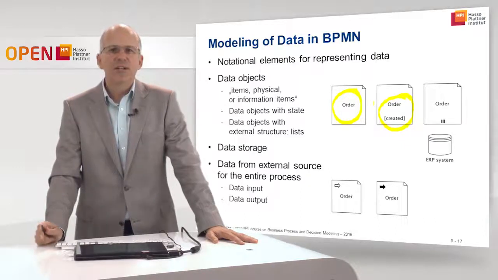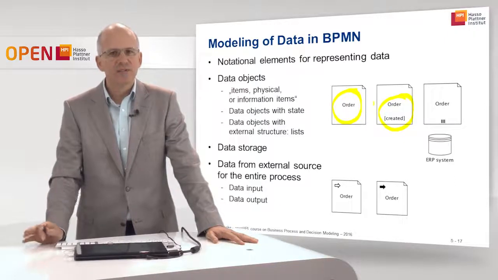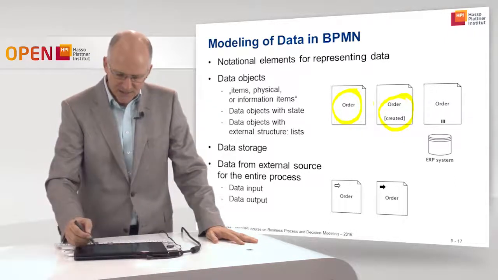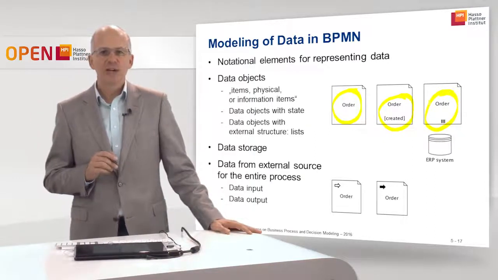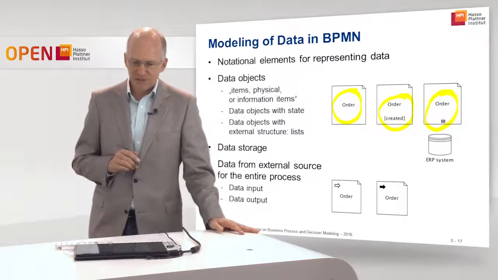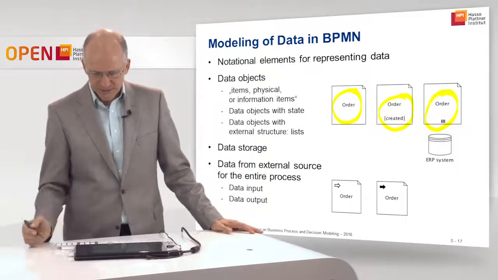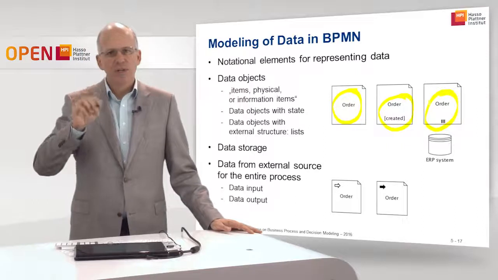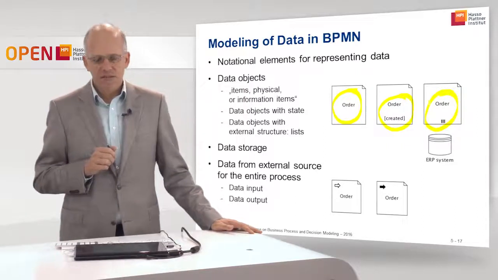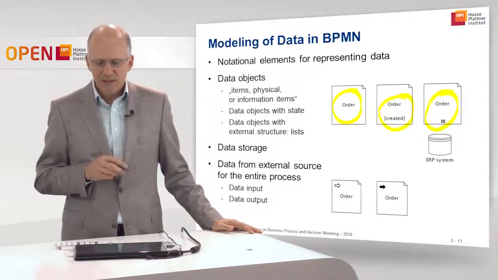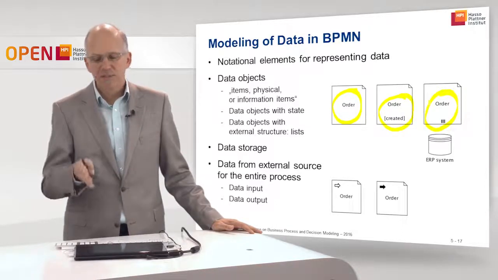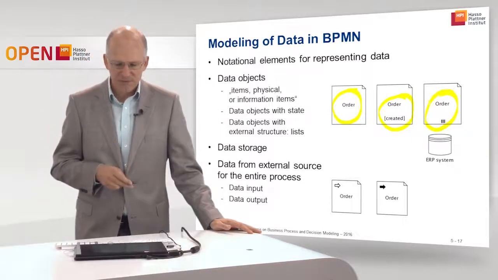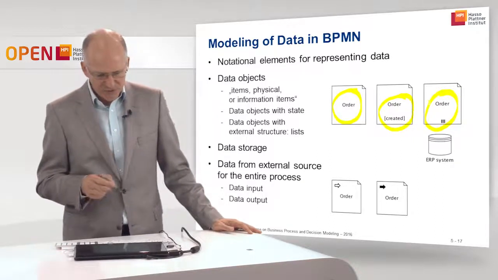BPMN is not very good at representing data structures or structured data. The only data structure that we have is the list. And the list is represented by this multiple instances symbol that we use for multiple instances activities already. So when you encounter the data object with these three lines in the center bottom of the data object, we see a list of orders in this case, a list of data objects of the kind specified by the label of the data object.